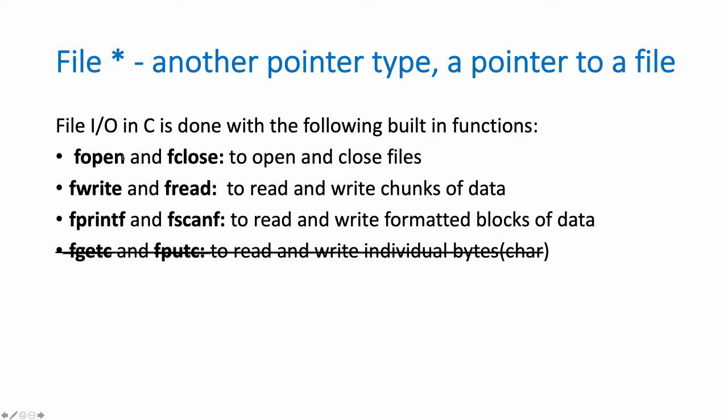The first one, of course, opens the file. The second one will close the file. There are some additional functions now for reading and writing to a file. We have fwrite and fread, and fprintf and fscanf. The fwrite and the fread are used to write and read large chunks at a time. The fprintf and fscanf are to read and write formatted output.